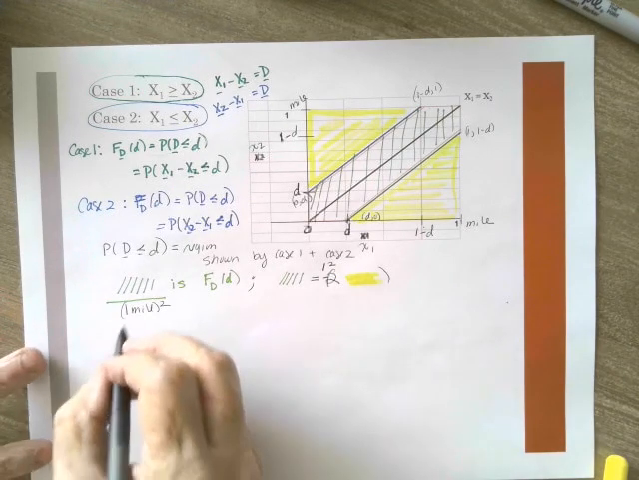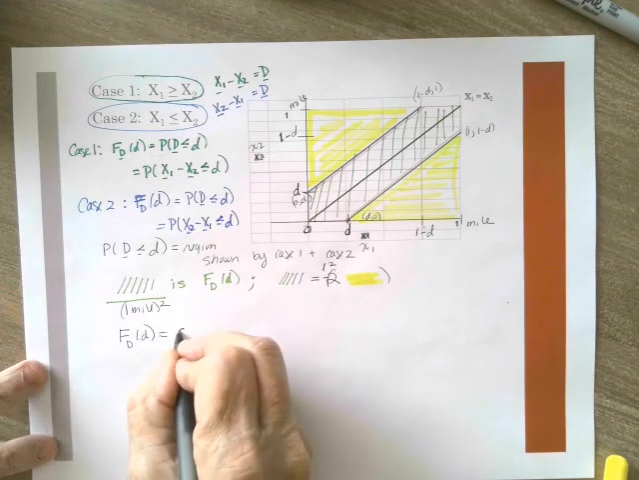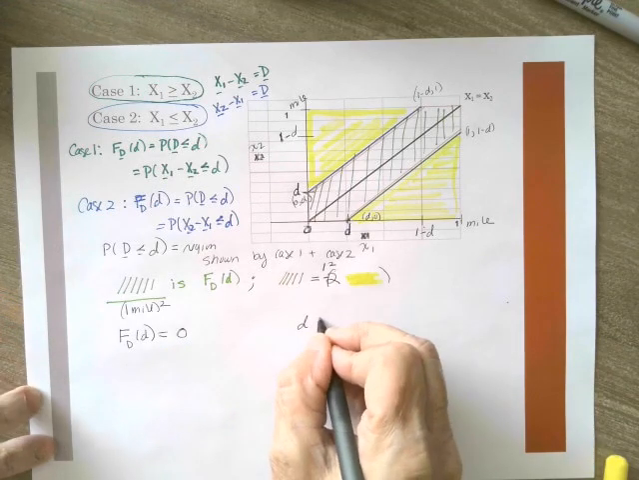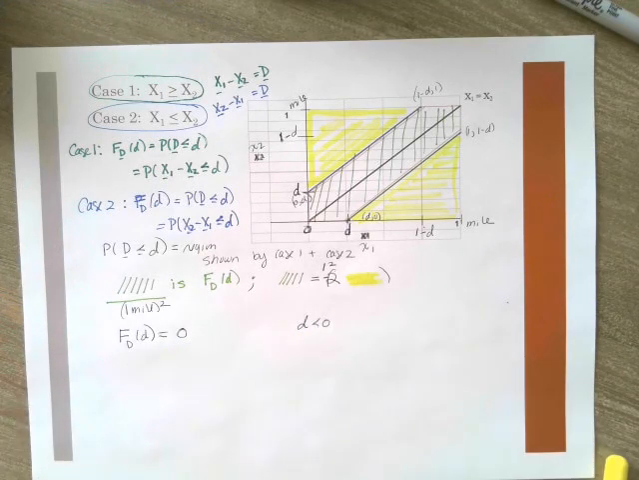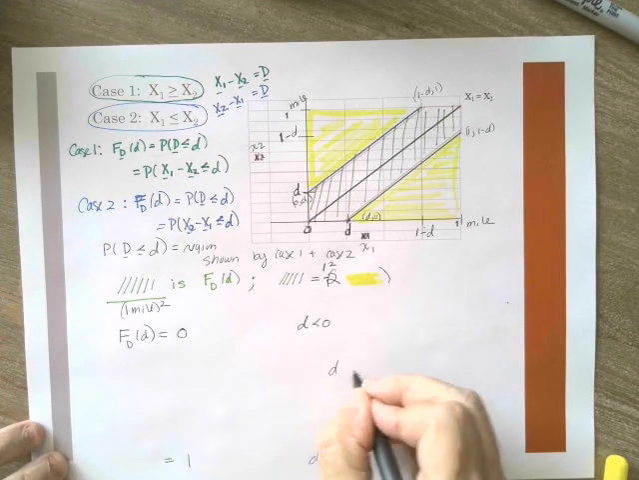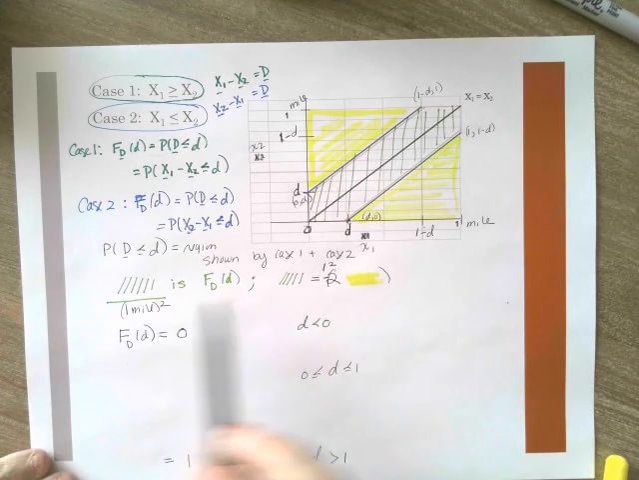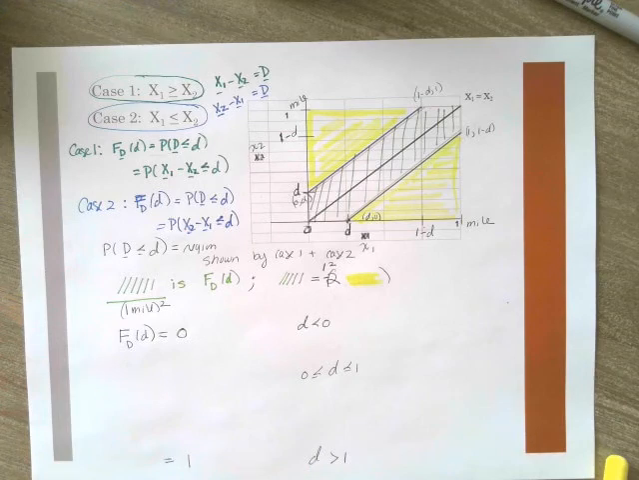We know that capital F_D of d is going to be 0 whenever my random variable is less than 0, because the range has to be between 0 and 1. And we also know that it has to be equal to, is this showing up? Yep, 1 whenever d is bigger than 1. So what we're interested in is what goes in here when my random variable is between 0 and 1. I'm just going to take these two weird looking visuals that I made and create it.